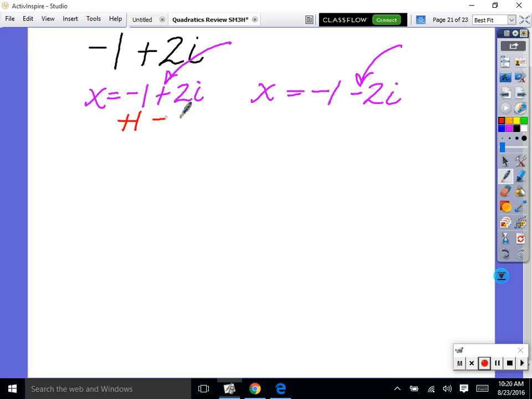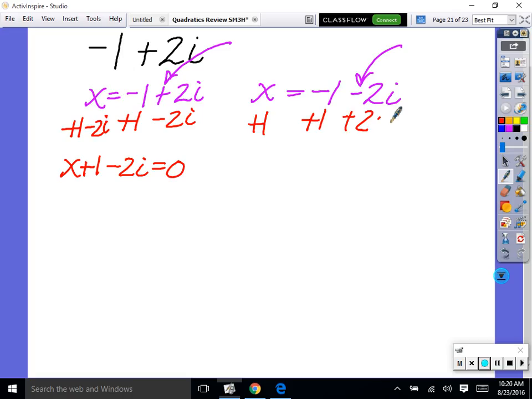Watch, there's a little bit more to this one. We'd add 1, subtract 2i. We're making it equal to 0. So we have x plus 1 minus 2i is equal to 0. Comfortable? Okay. We add 1 to both sides. We subtract, nope, add 2i, right? So we have x plus 1 plus 2i is equal to 0.